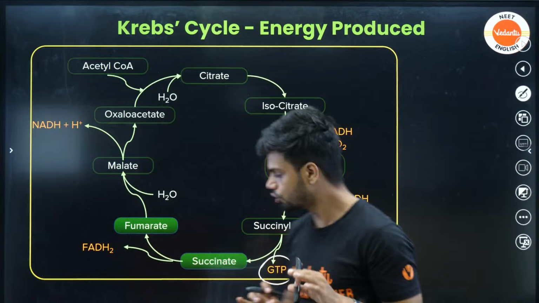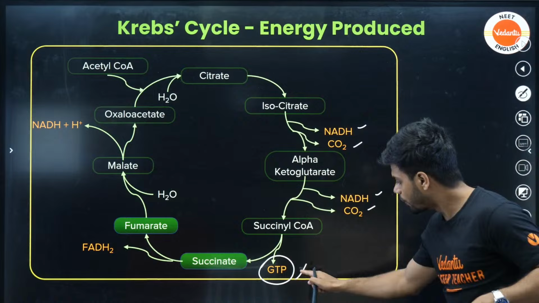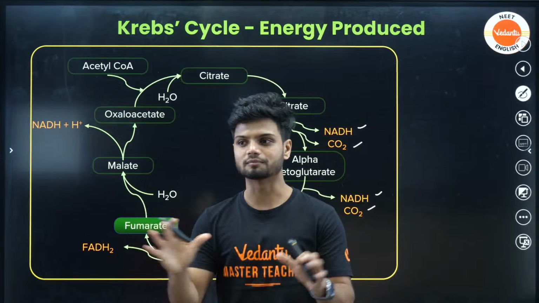Now you know exactly how we get NADH here. Now we know why CO2 is released here. Now you also know why a GTP is formed. That's called decoding the Krebs cycle. No by-hearting. Clear?